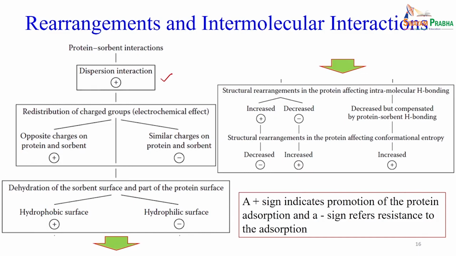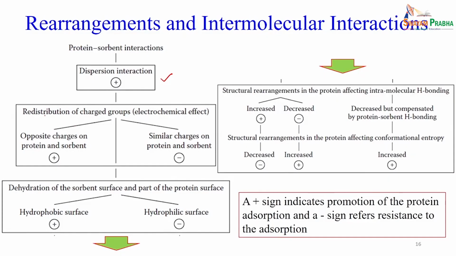Now, once it comes near the surface, depending on the charged groups of the surface and the protein, the second will be the electrostatic interactions. If they are of opposite charge, it will favor adsorption. If they are both negatively charged, they will repel each other. So the first step is the van der Waals, then the electrostatic interactions.